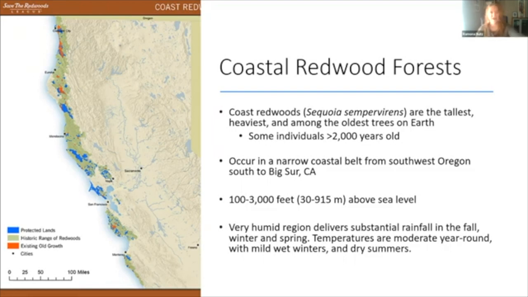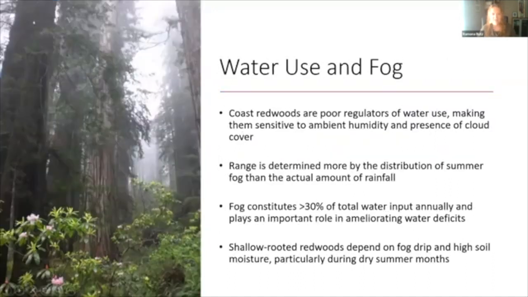And so this graphic here is a depiction from Save the Redwoods League. And so you can tell the colors here. There's a series of protected lands. The green is the historic range of the redwoods. And then those smaller orange polygons are existing old growth features, with some cities to kind of reference you to where you are in California.